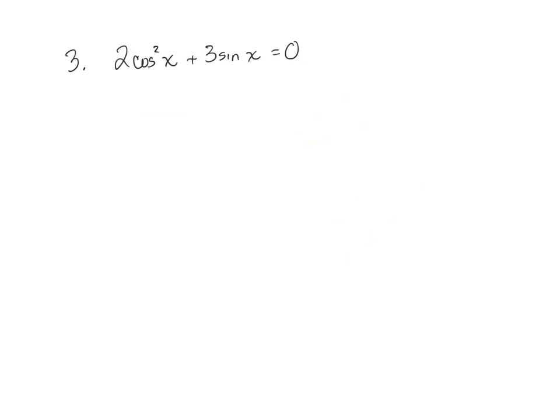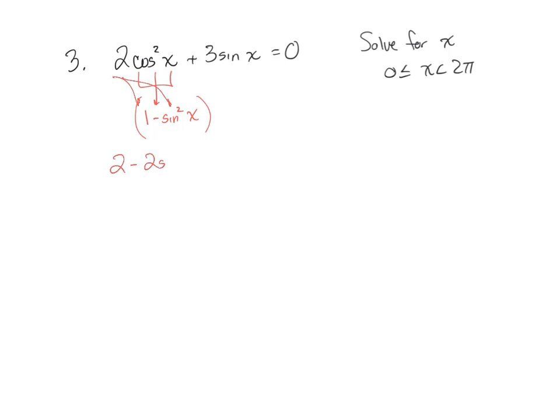Here's another example. I've got a cosine squared and a sine x. And obviously I'm going to solve for x, and x is some angle between 0 and 2 pi. Well, I can't do much with the cosine and the sine, so we need to get it down to one trig function. And if you recall Pythagorean's theorem, cosine squared x is going to be 1 minus sine squared x. So let's plug that in. I'm going to distribute my 2 in, and I'm going to get 2 minus 2 sine squared x plus 3 sine x is equal to 0.